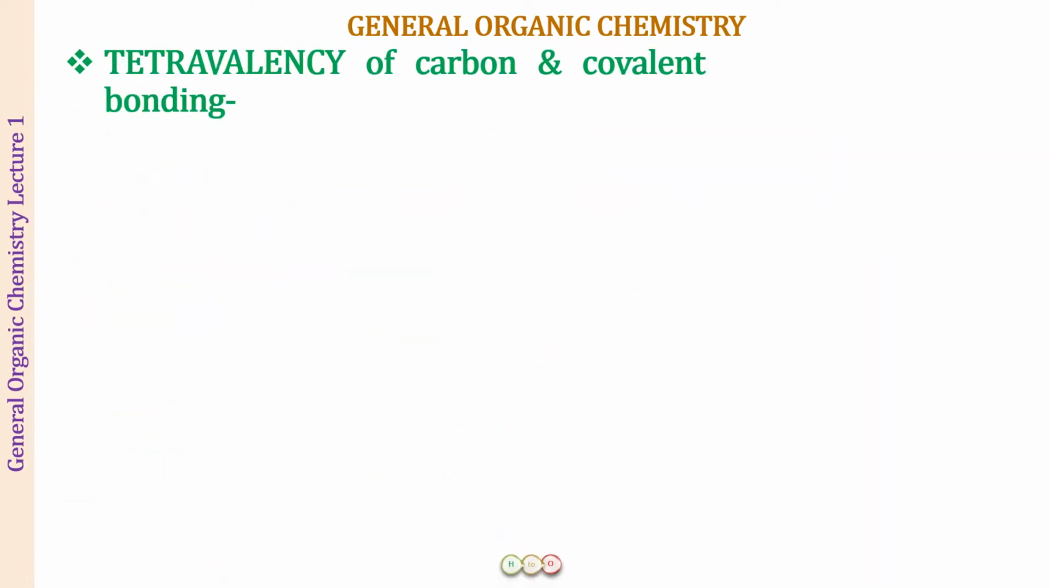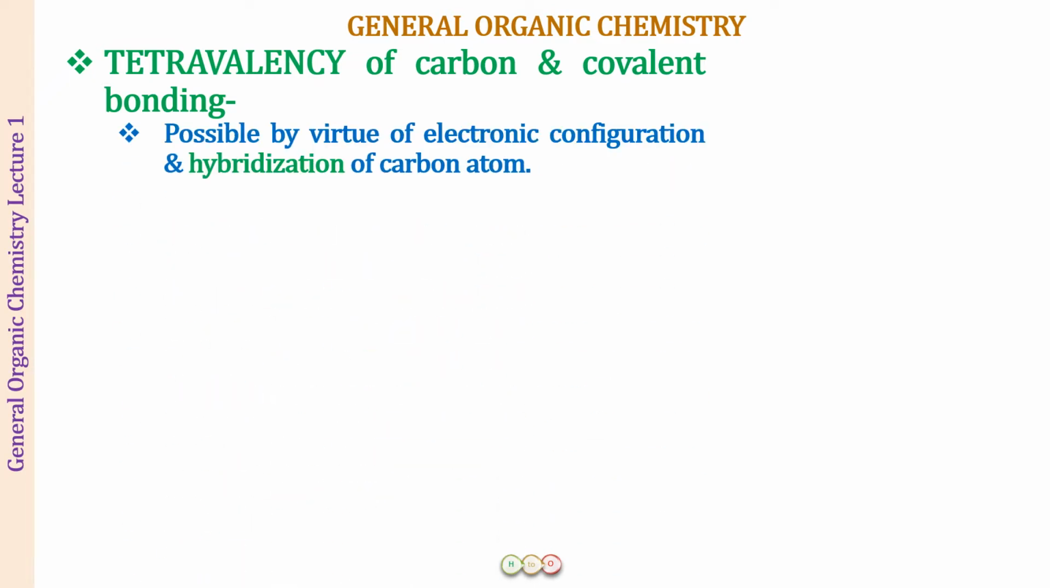So carbon is tetravalent and it shows covalent bonding, and this is by virtue of its electronic configuration and hybridization of the carbon atom. Hybridization we will be discussing in the next lecture. We will just be revising the concepts that we've already learned while we were doing the course on chemical bonding.